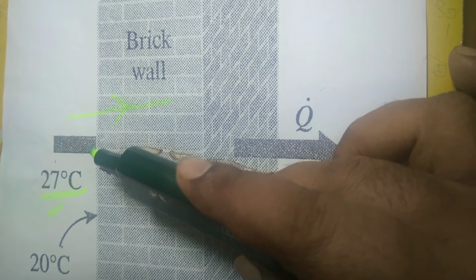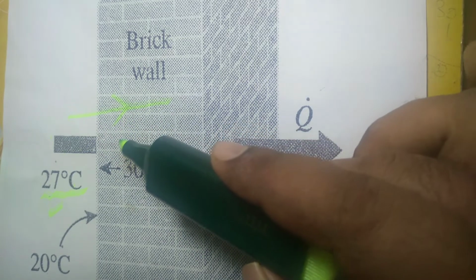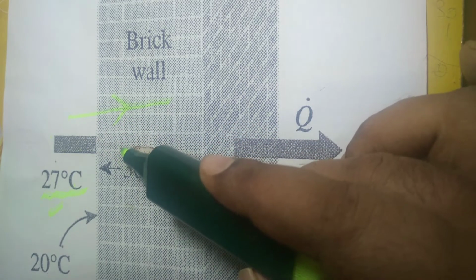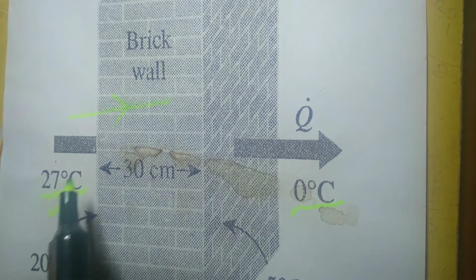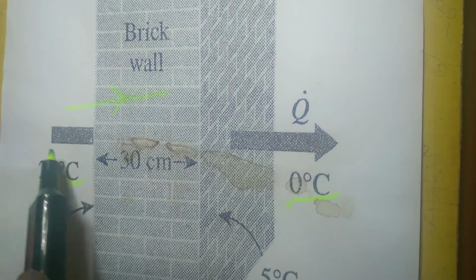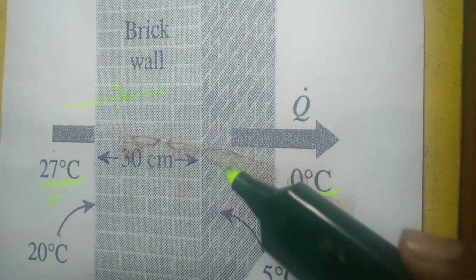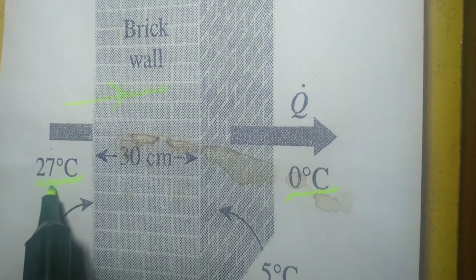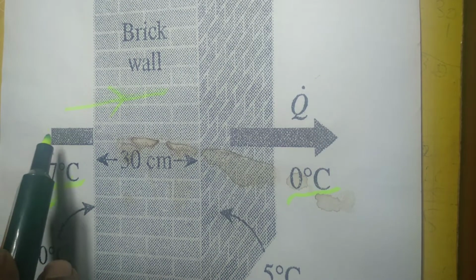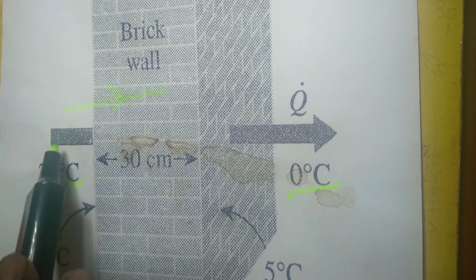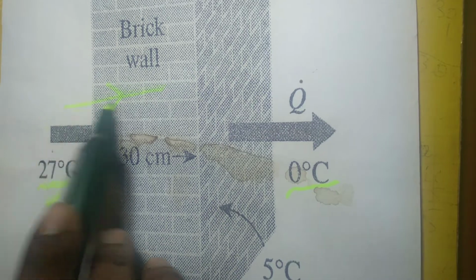If you don't supply heat, due to temperature difference, heat will flow from high temperature to low temperature, and with the passage of time the room temperature will go down. But our objective is to maintain the room temperature at this level. So for that we have to continuously supply heat, and the direction of heat flow is like this.